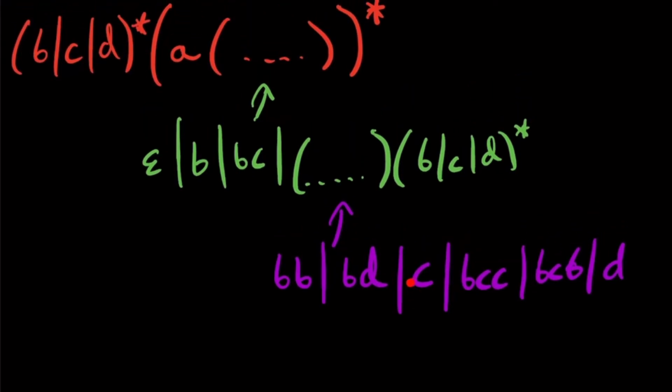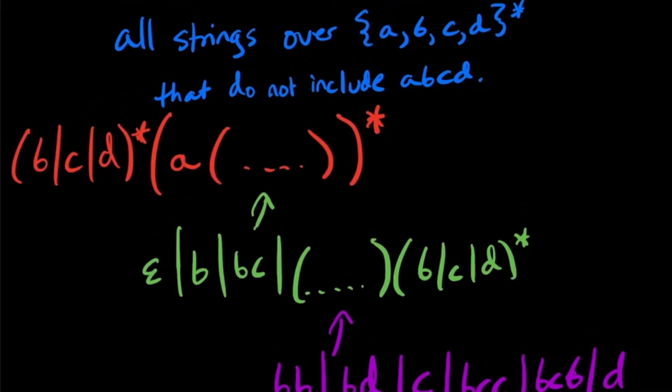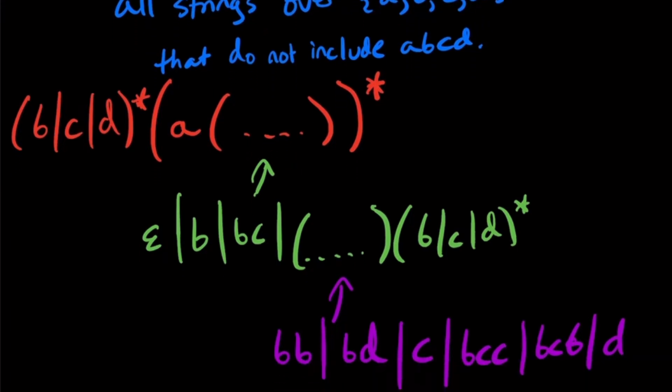So if you put this purple regex inside this little part right here inside the green, and then the green inside where the arrow is inside the red, then that is a regex for all combinations of strings that involve A, B, C's, and D's that do not include A, B, C, D as a substring.